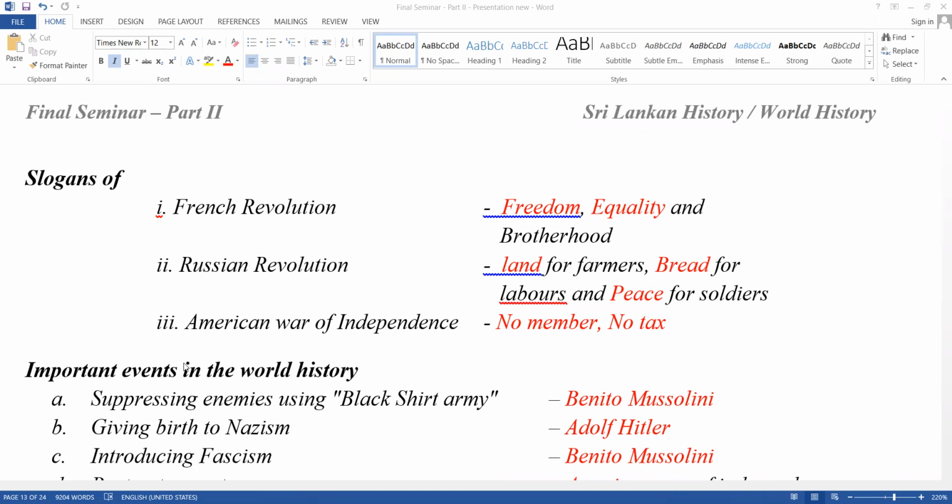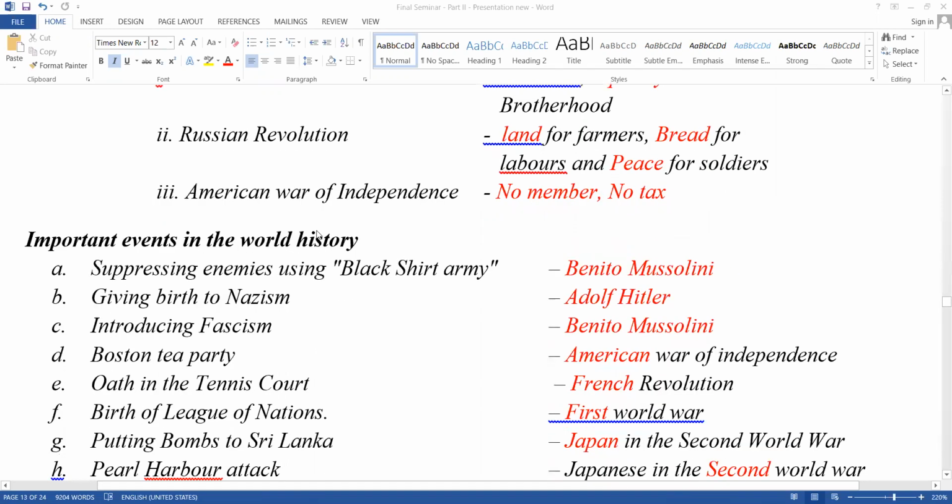Okay, important events in world history. Suppressing enemies using the black shirt army was done by Benito Mussolini, giving birth to Nazism was Adolf Hitler, and introducing fascism was Benito Mussolini of Italy. The Boston Tea Party is related to the American War of Independence. The Oath in the Tennis Court is related to the French Revolution.